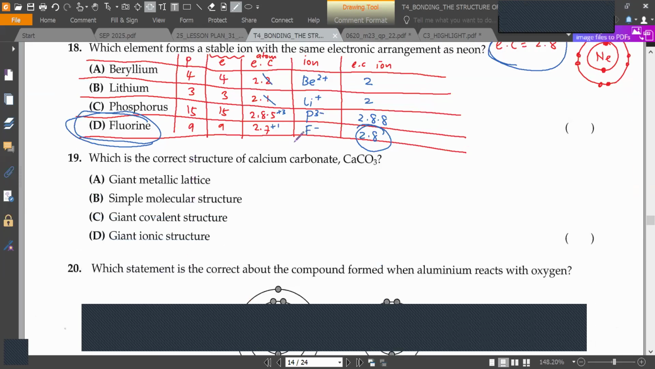Next, the correct structure of calcium carbonate. Calcium is a metal and carbonate is non-metal, so this is an ionic compound. Giant metallic lattice? This is metal, no. Simple molecular structure? This is covalent, no. Giant covalent structure? This is also covalent, no. We want ionic, giant ionic structure. So this is the one.